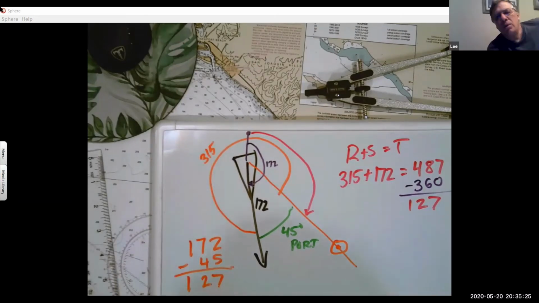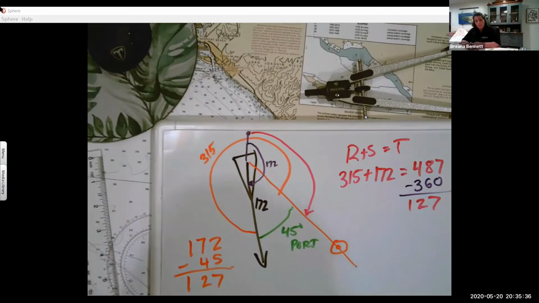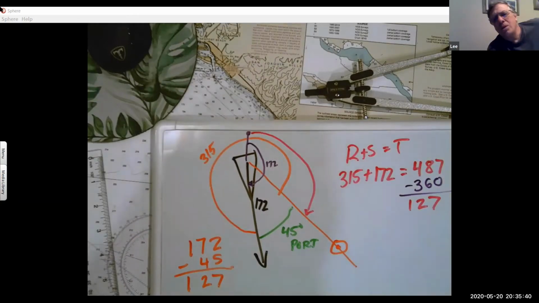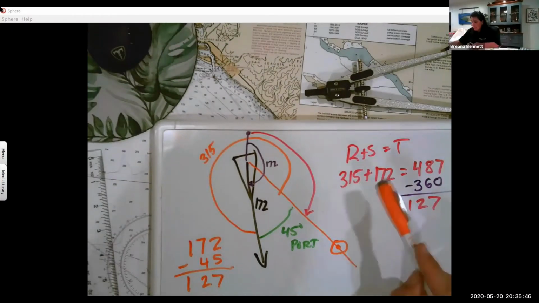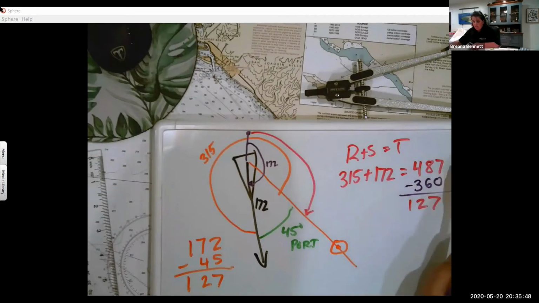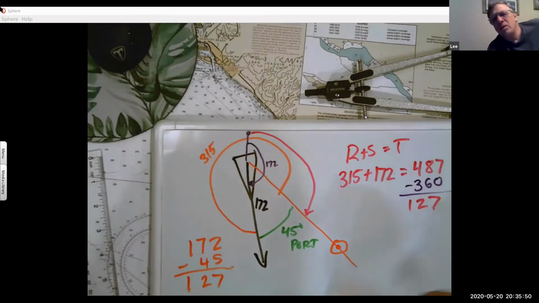So you did 315 as your relative, and then you did plus 172. Is that your S? You got 315 plus 172. Yes. So that's relative plus true? Relative plus ship's heading equals the true bearing. Oh, ship's heading, okay.